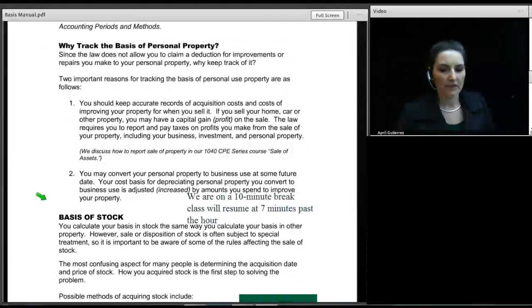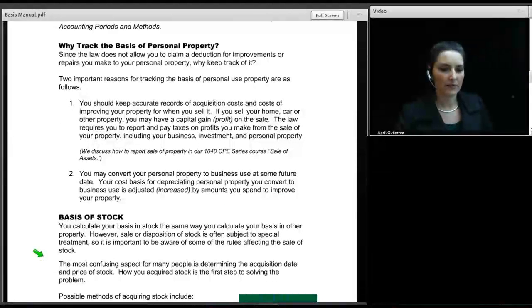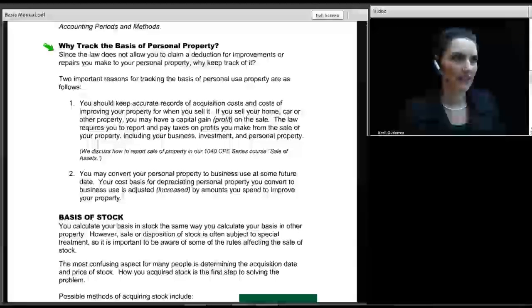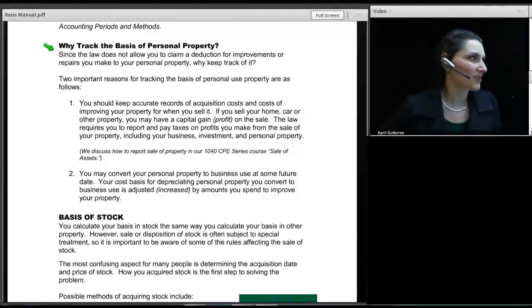All right, so we're on to the next topic of the day, which is why should I be bothered to track the basis of personal property? It's a hassle. I've been in my house now for 12 years, and I've been saving receipts for 12 years. How long do I have to save them? Can't I start throwing them out? That's a typical question I get.